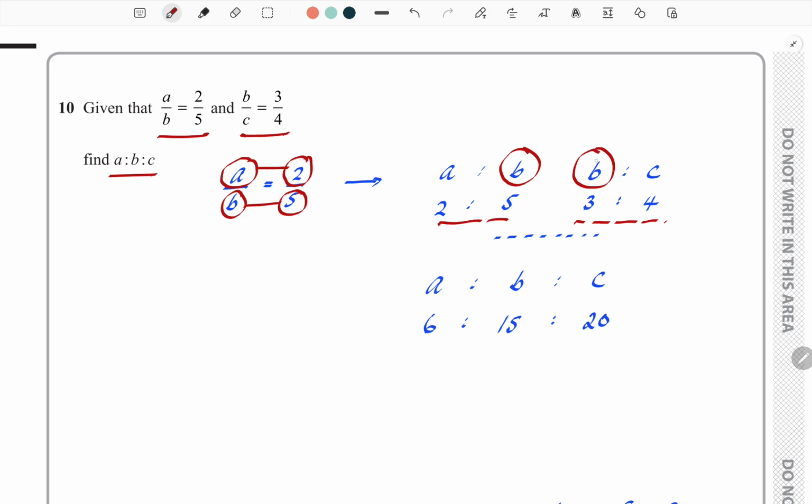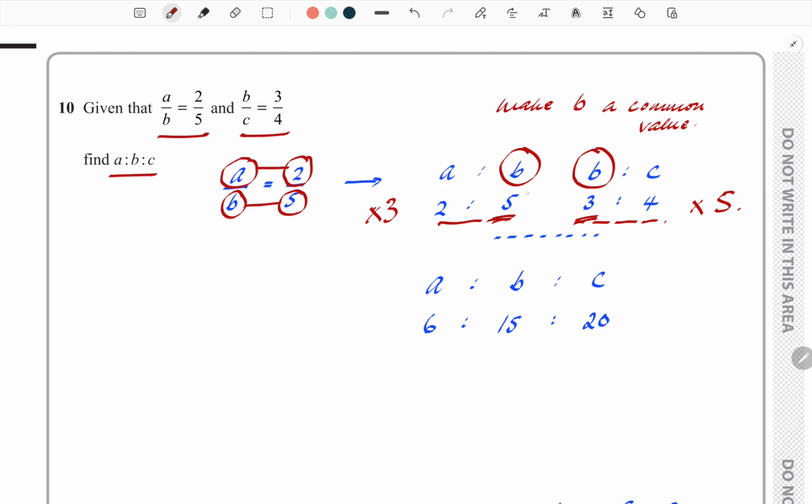So what we want to do is to get the numbers for the B to be a common number. In one of the ratios, B is in terms of 5. The other one, the B is in terms of 3. So the best thing to do is make B a common value. So the best thing to do is times the left-hand side by 3 and times everything on the right-hand side by 5.